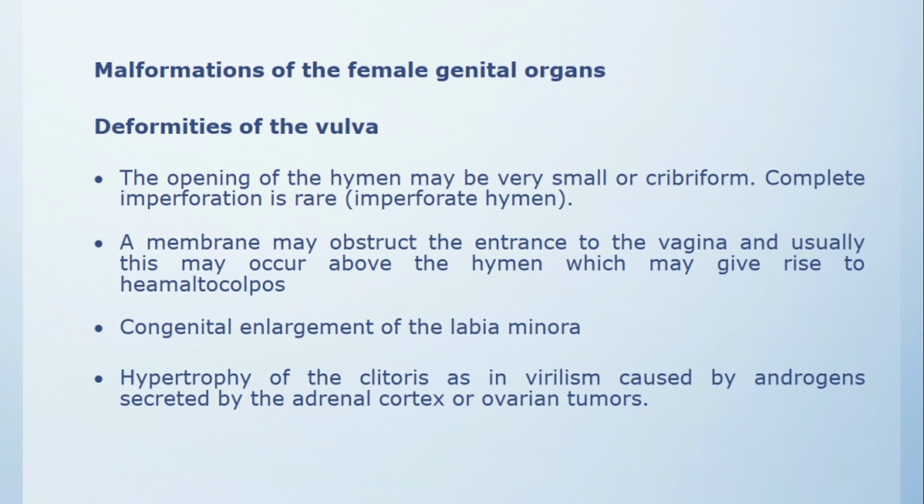The woman, when she gets to the age of menstruation, does not menstruate, and this causes what we call cryptomenorrhea or hematocolpos. A membrane may obstruct the entrance to the vagina, and usually this may occur above the hymen, which may give rise to hematocolpos. There may be congenital enlargement of the labia minora. And again, there could be hypertrophy of the clitoris as seen in virilizing conditions caused by androgens secreted by the adrenal cortex or ovarian tumors. And these are sometimes seen in cases of intersex.